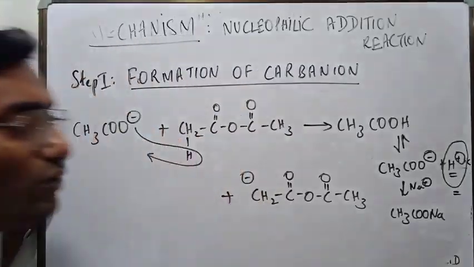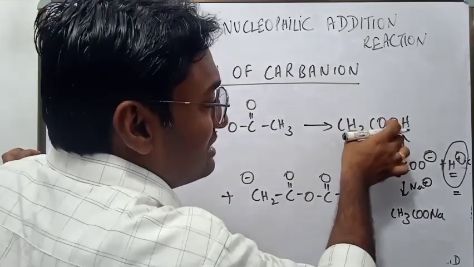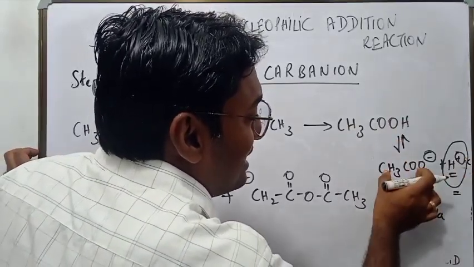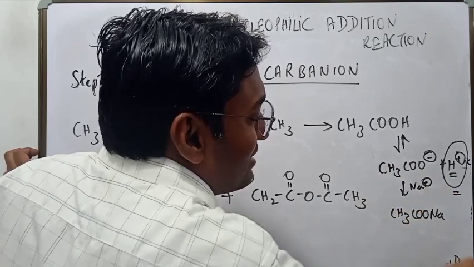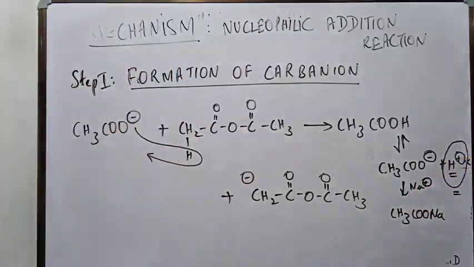That is what I wanted to say to you. In the first step itself, because of generation of CH3COOH, the system is becoming acidic. Acetate ion is combining with Na plus to give back the catalyst. So it's all about H plus. It's all about becoming acidic in the first step itself. I hope it is clear.